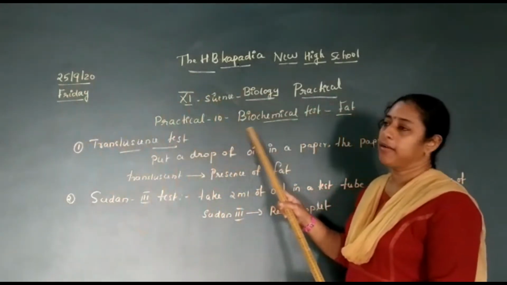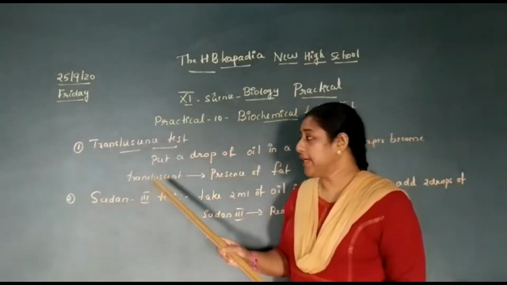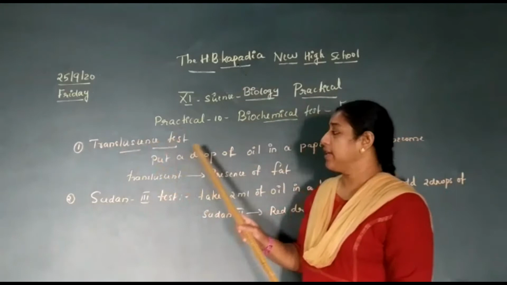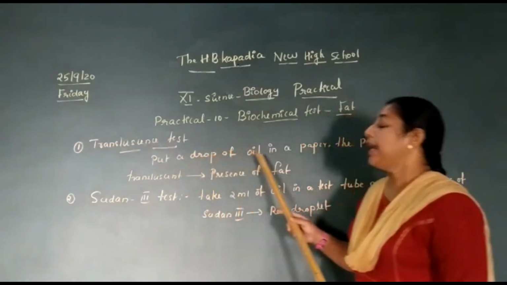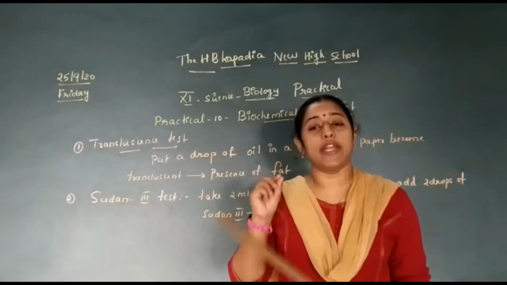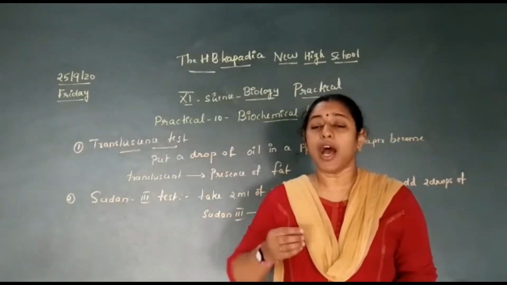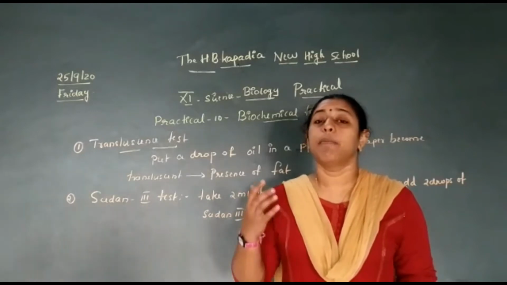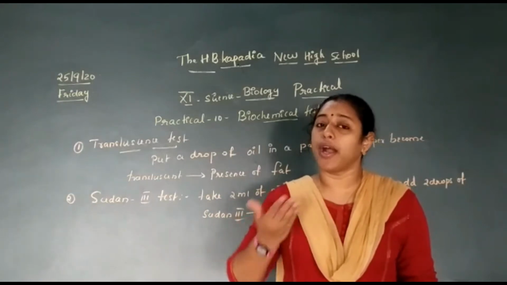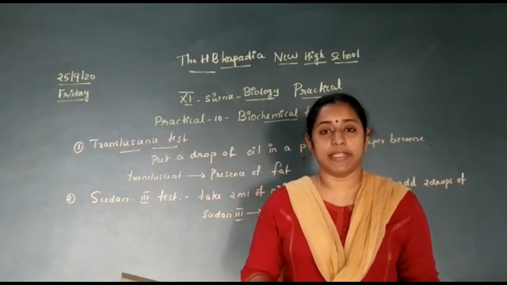So practical number 10, biochemical test for fat. I told you that we have to perform two tests. First one is called translucent test. So what is this translucent test? In this, first you have to apply a drop of oil on a piece of paper. Now you have to rub this gently. After some period of time, you can find that the paper becomes translucent. You know what is the meaning of translucent? You can't see the opposite side clearly. That you already learned in primary standard.